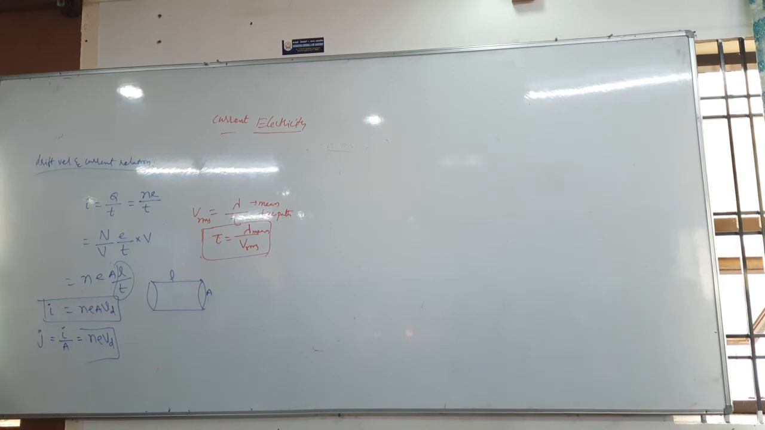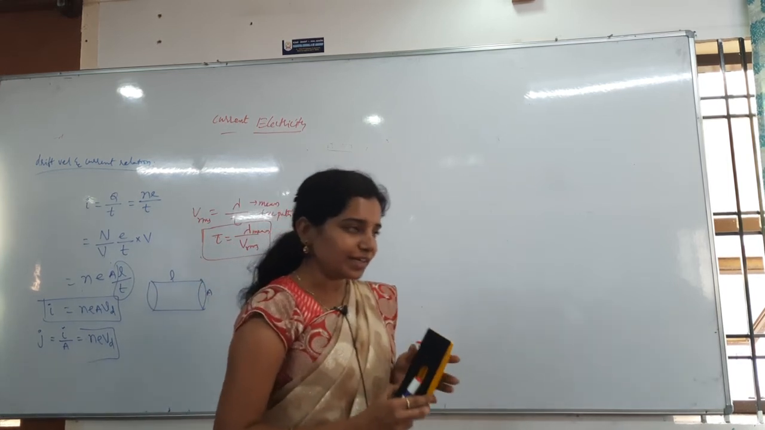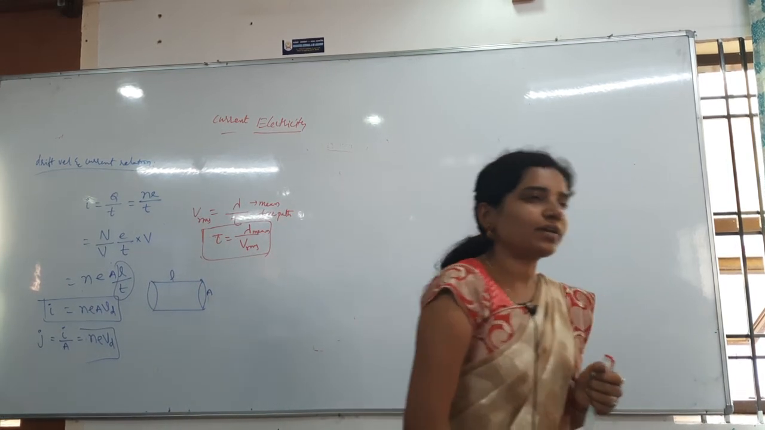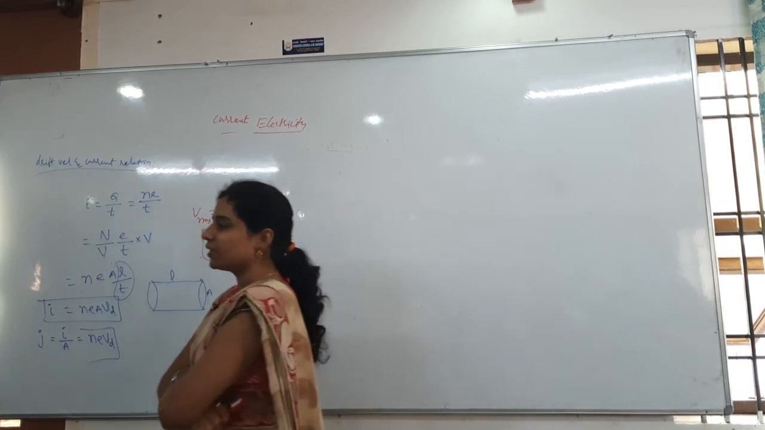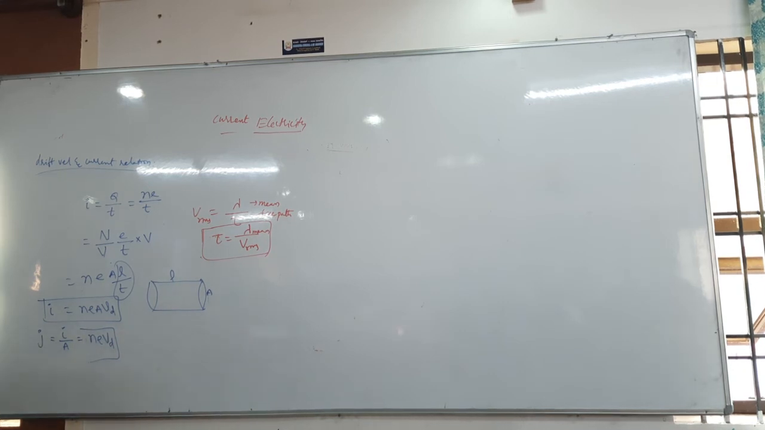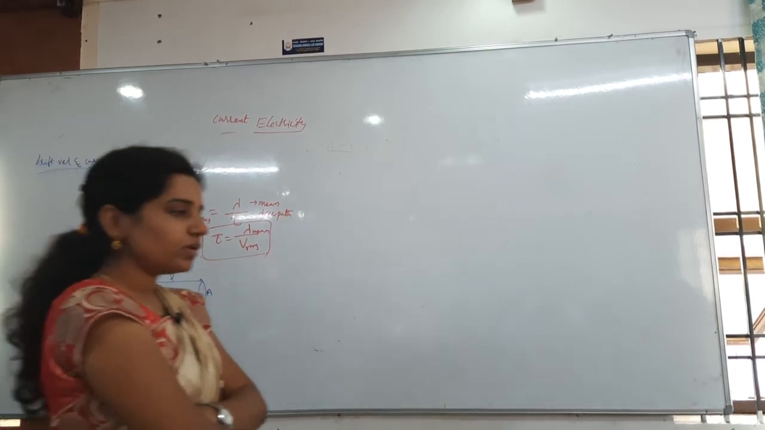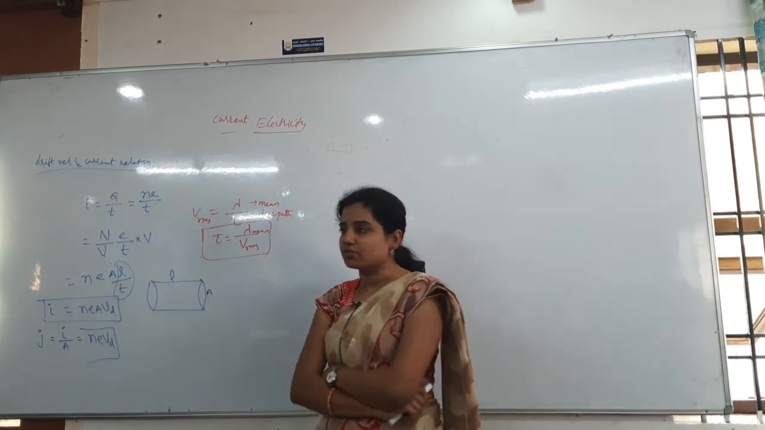And write clearly, in words only, that small n is the number of electrons per volume. Number of electrons per volume. Capital N is only the number of electrons. Only the number of electrons.